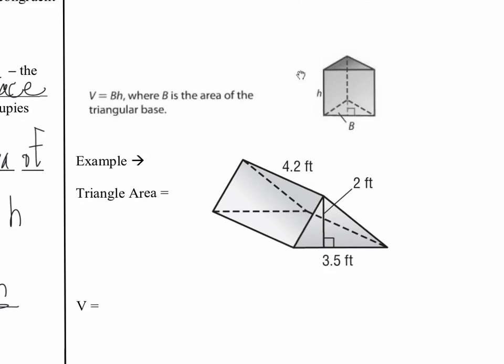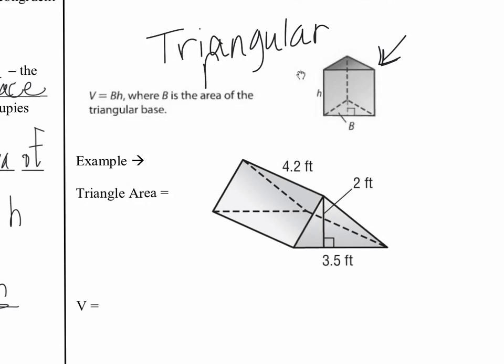Do you know what this shape is? It is a triangular prism. The volume is big BH also, where B is the area of the triangular base.